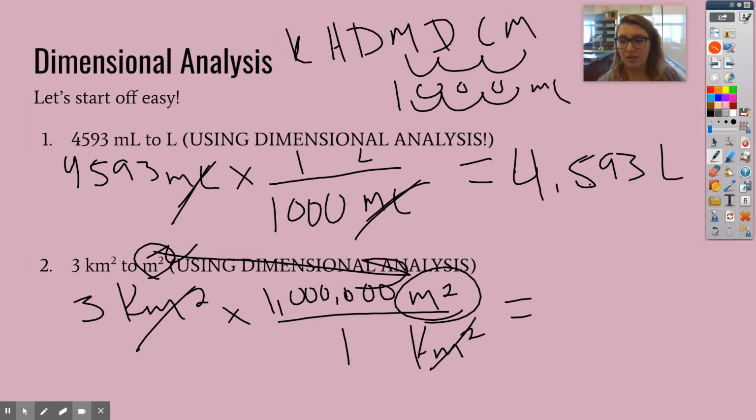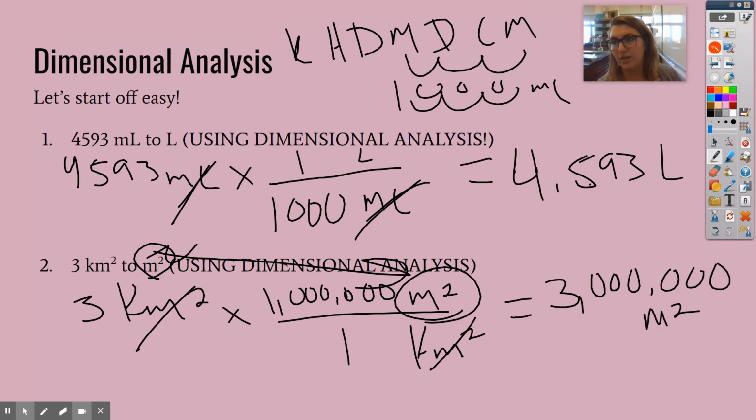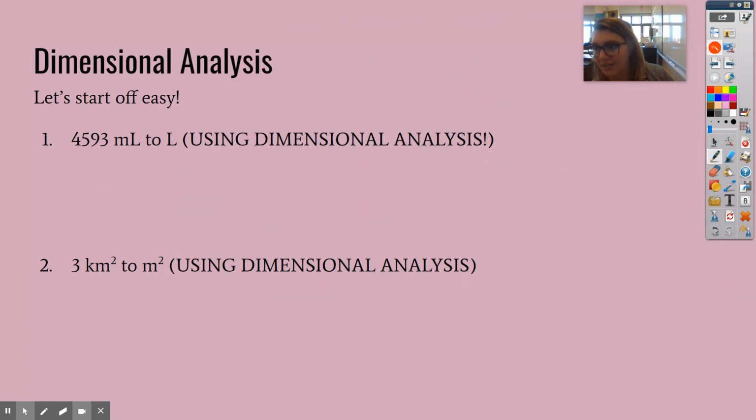Just going to multiply across. 3 times a million, 3 million meters squared. All right, that is very easy dimensional analysis. It is going to get harder, I promise.